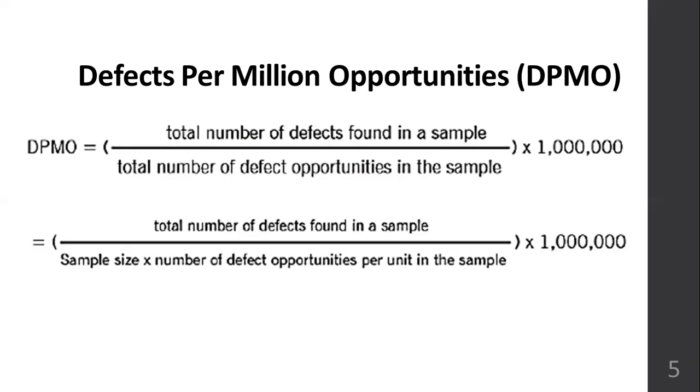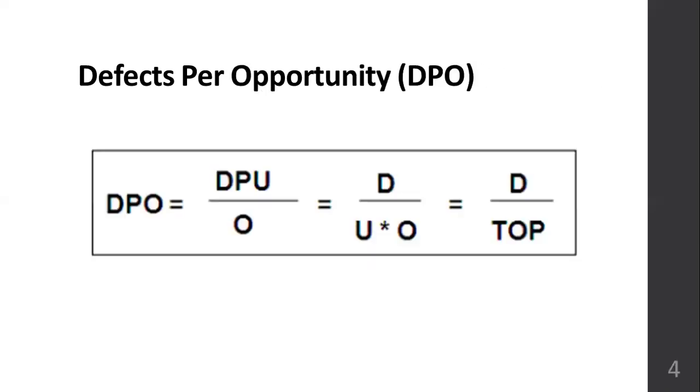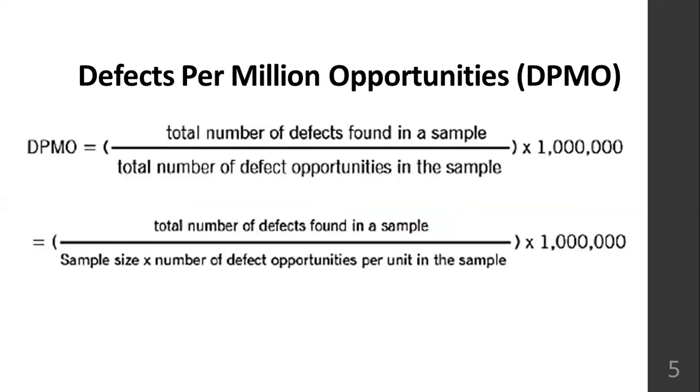The same data that you have here, how many mistakes happened, how many opportunities for mistakes were there. If you have these two data, multiply this with 1 million or 10 lakh, you get DPMO. That is the only difference.